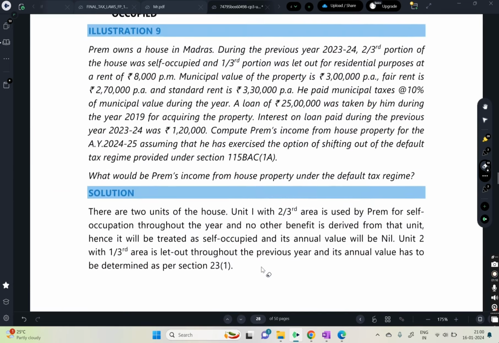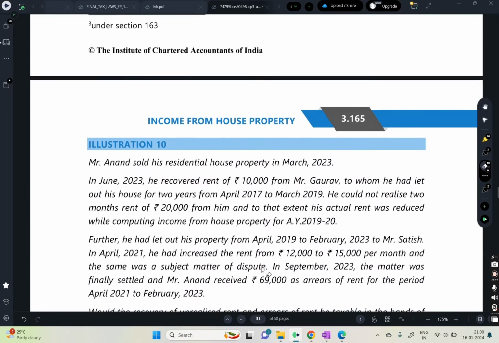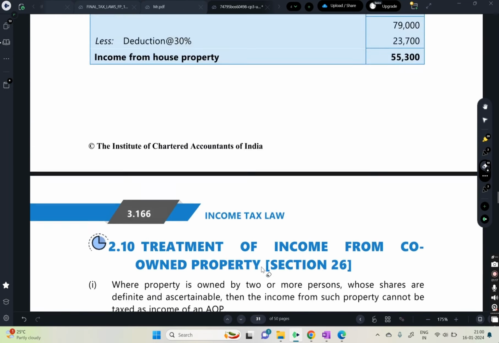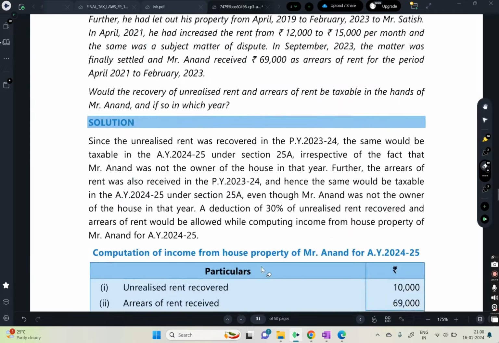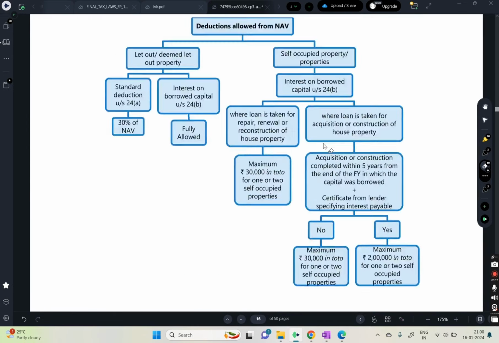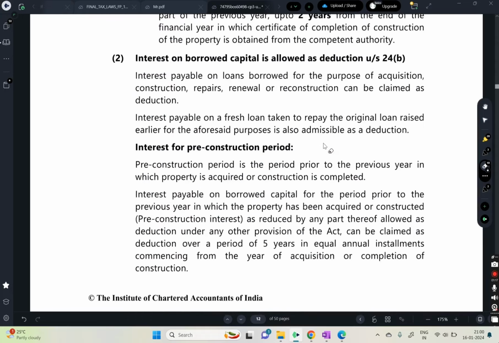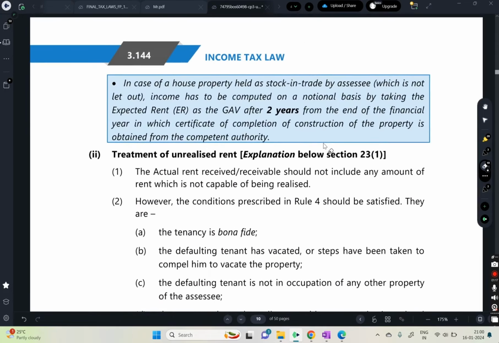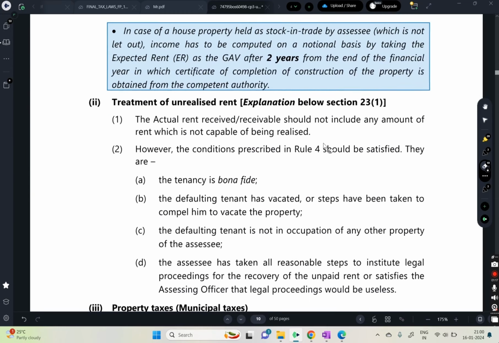Where is that? Oh, sorry, that will come under arrears of rent. I need to explain the difference also. Just a second, guys. Yeah, here itself.